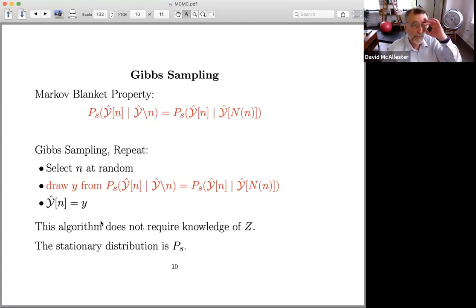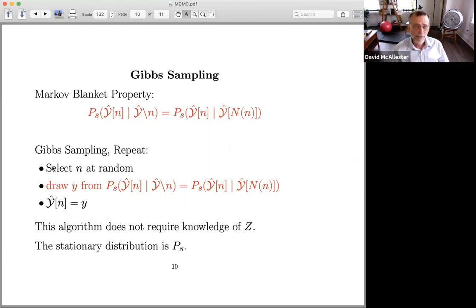So the Markov blanket property, I just said it at a very high intuitive level, is that the probability distribution over what we're going to assign to this node given the other nodes is equal to the probability distribution of this given its neighbors. And that's intuitively clear because the neighbors are the only thing that influence the effect of picking this node, by virtue of the edge potentials.